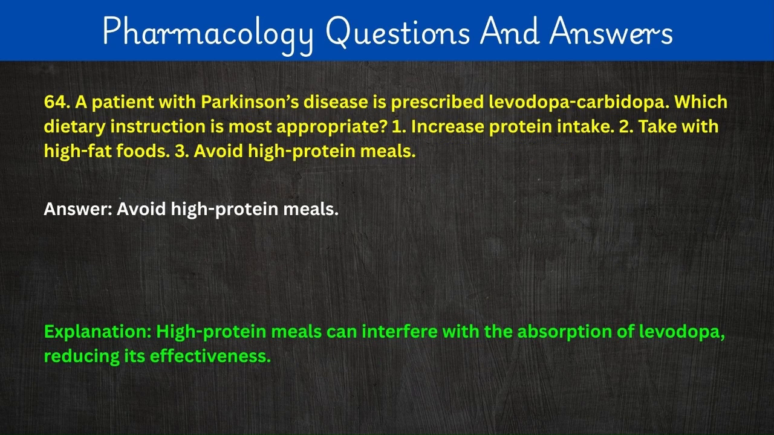64. A patient with Parkinson's disease is prescribed levodopa-carbidopa. Which dietary instruction is most appropriate? 1. Increase protein intake. 2. Take with high-fat foods. 3. Avoid high-protein meals. Answer: Avoid high-protein meals. Explanation: High-protein meals can interfere with the absorption of levodopa, reducing its effectiveness.